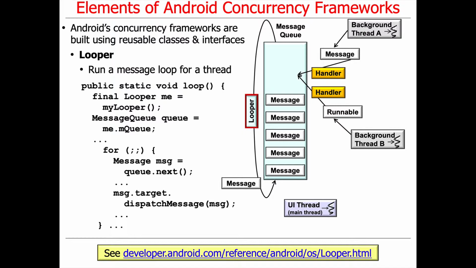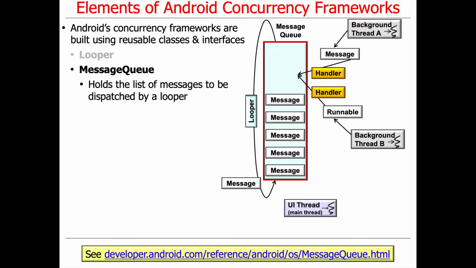And as you can see here, this looper runs a loop where it waits on a message queue for the next message to show up. It takes that message off when it arrives, blocking if necessary, and then it dispatches that message to the appropriate target. And we'll talk more about what the messages, the targets, and the message queue look like in just a moment. But that's the job of the looper, just to run indefinitely, handling messages that are passed into the thread.